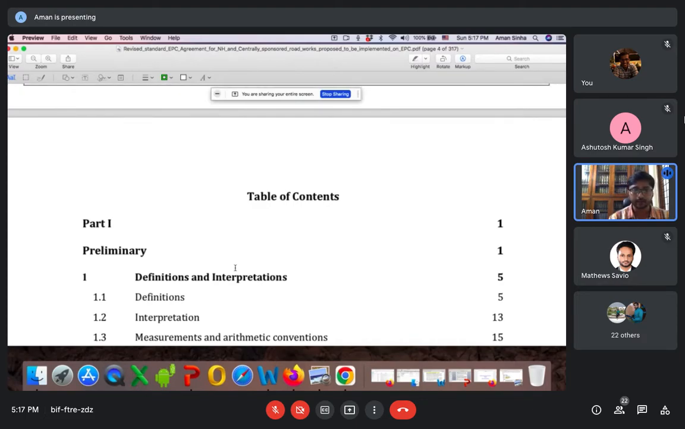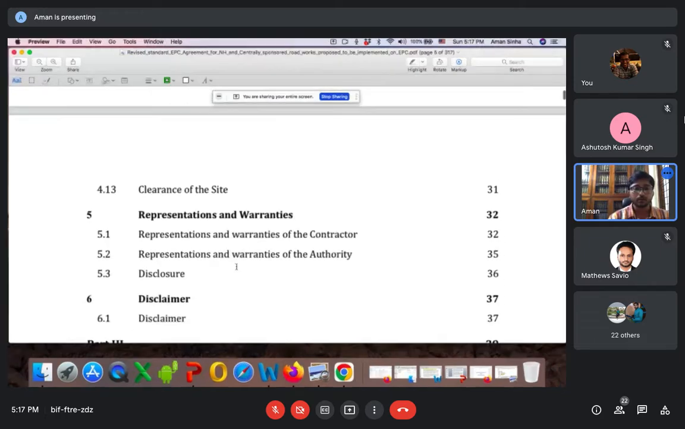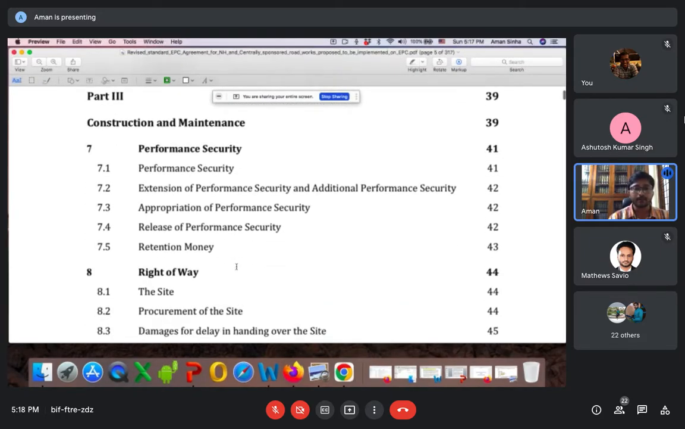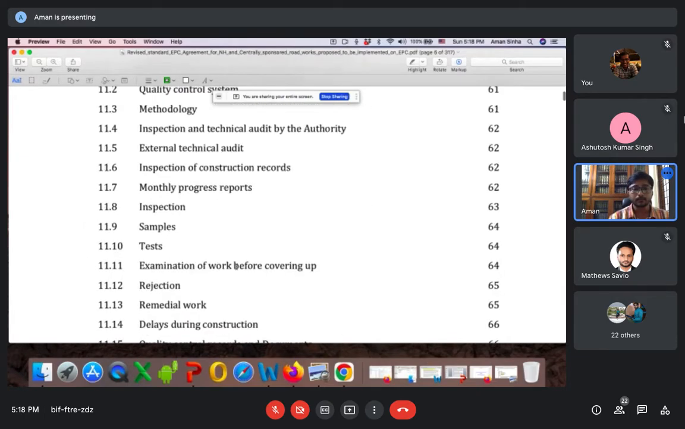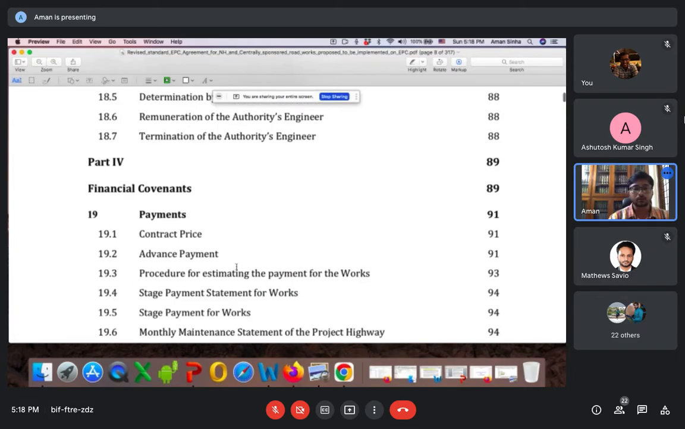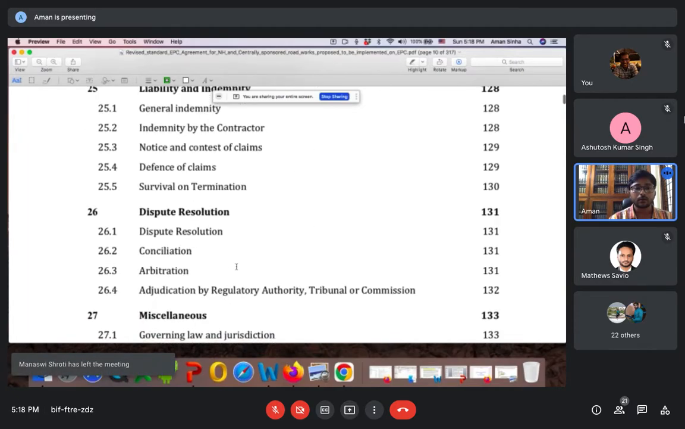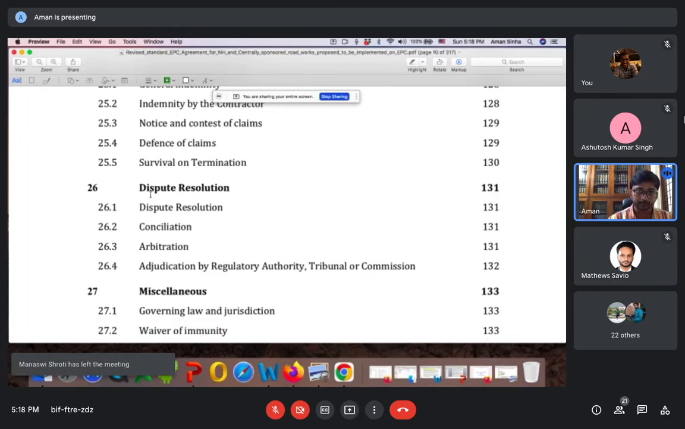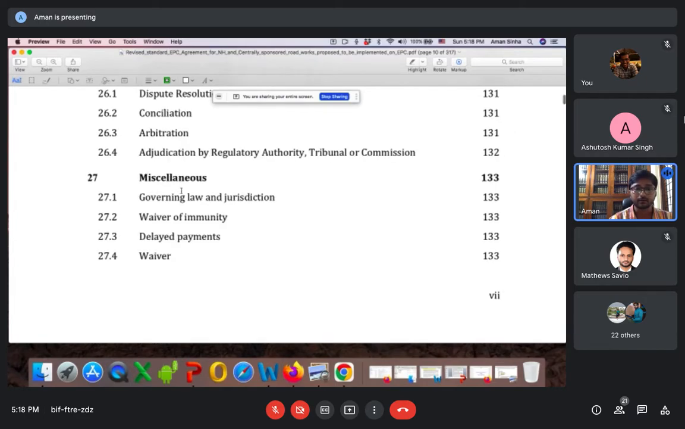First, definitions are given, scope of project, obligations of authority. Performance security, I will explain it to you before right of way. Change of scope. So this is the main concern here, the dispute resolution clause. Before explaining this, let me give you a brief preface about the above provisions.